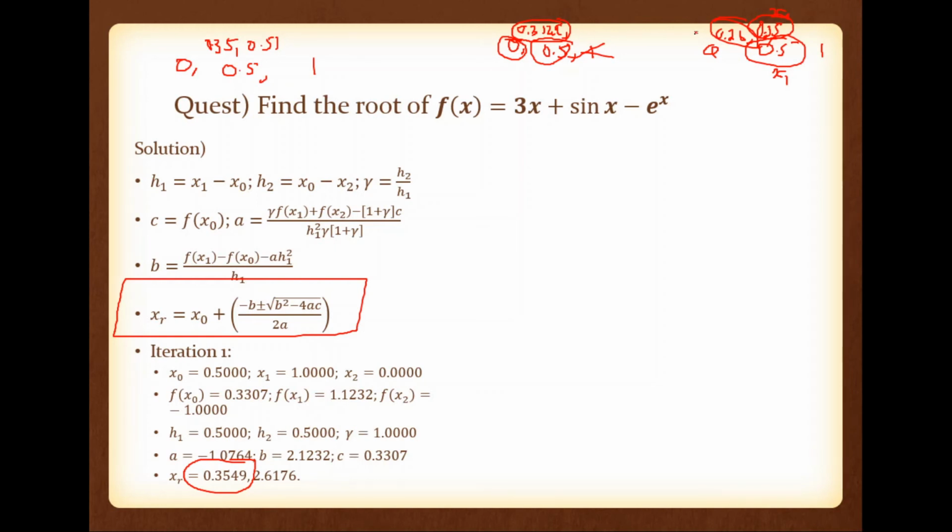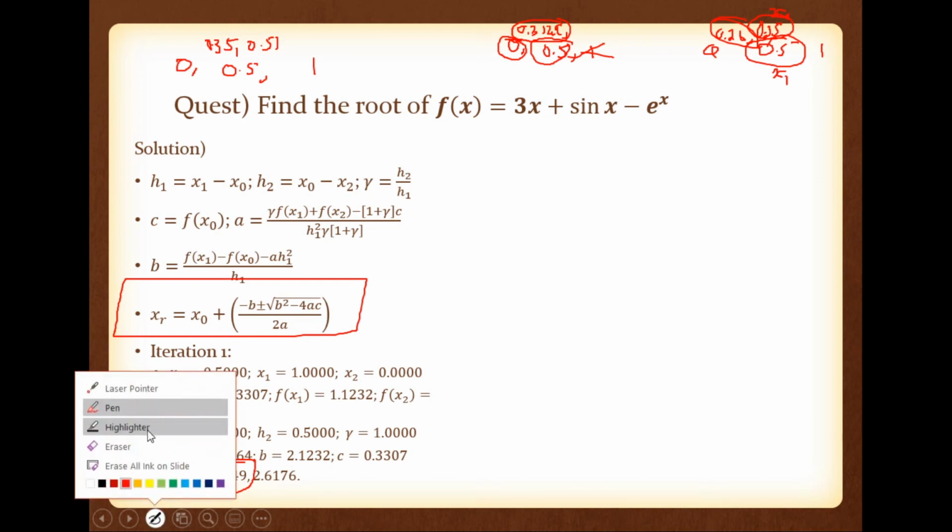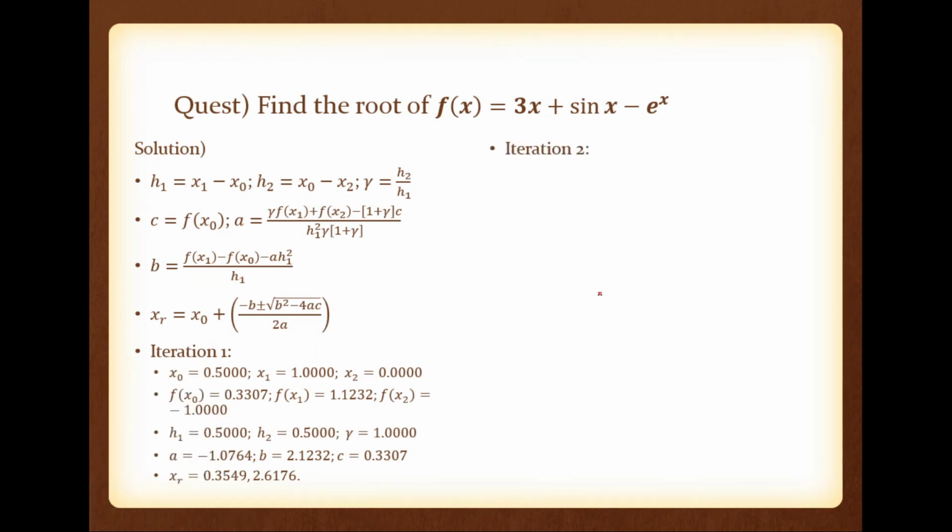But normally we will have this type of situation. Only one value will be there between x1 and x2. So here that is 0.3549. So we are selecting this one as x0, then 0.5 as x1, 0 as x2. So we are going to start the next iteration. So I told you x0 is equal to 0.3549, x1 is equal to 0.5000, x2 equal to 0.0000.